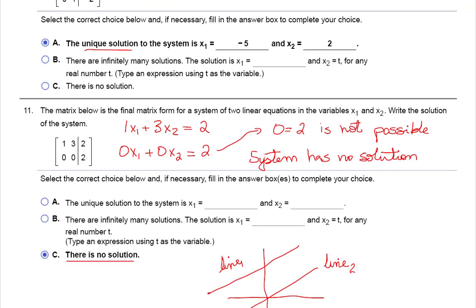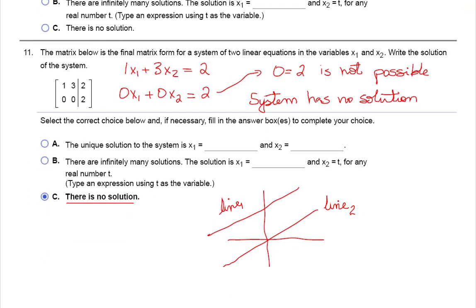What if we did the same operation here on question 11? What does that mean? Well, let's see. 1x1 plus 3x2 is 2. Oh, that makes sense. Okay. Now this would say 0x1 plus 0x2 is 2. But all of this stuff is 0. So that would lead us to the conclusion that 0 is 2. Well, that's not possible. That's just not true. And so what that says is the particular linear system has no solution.